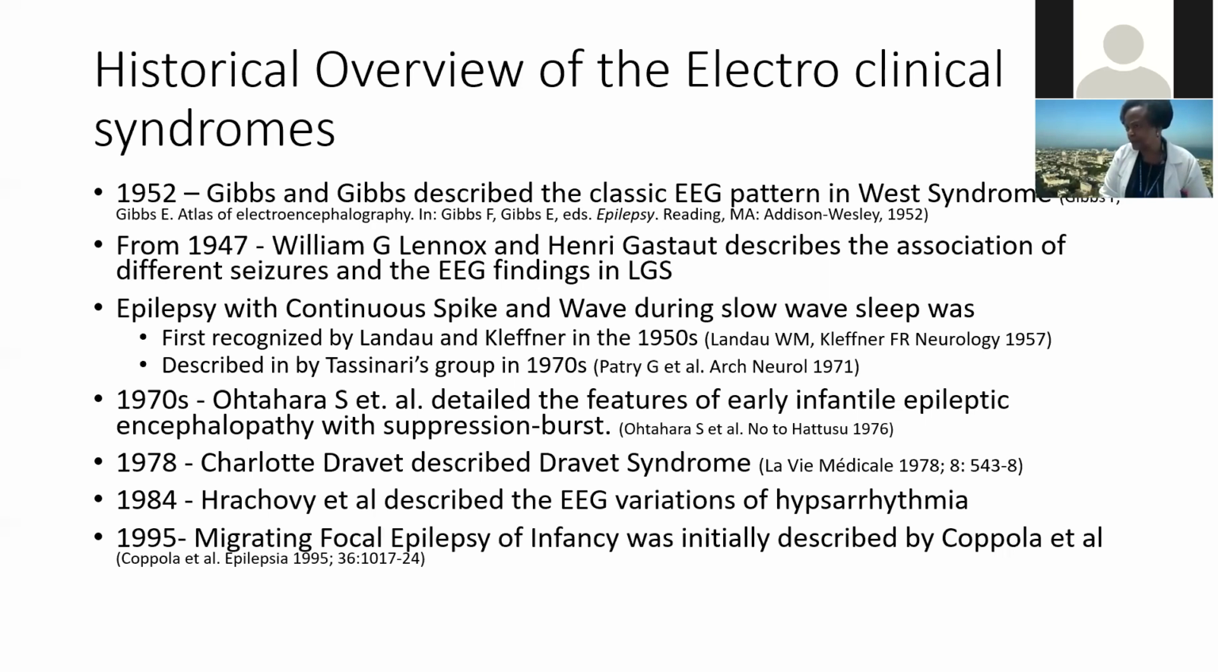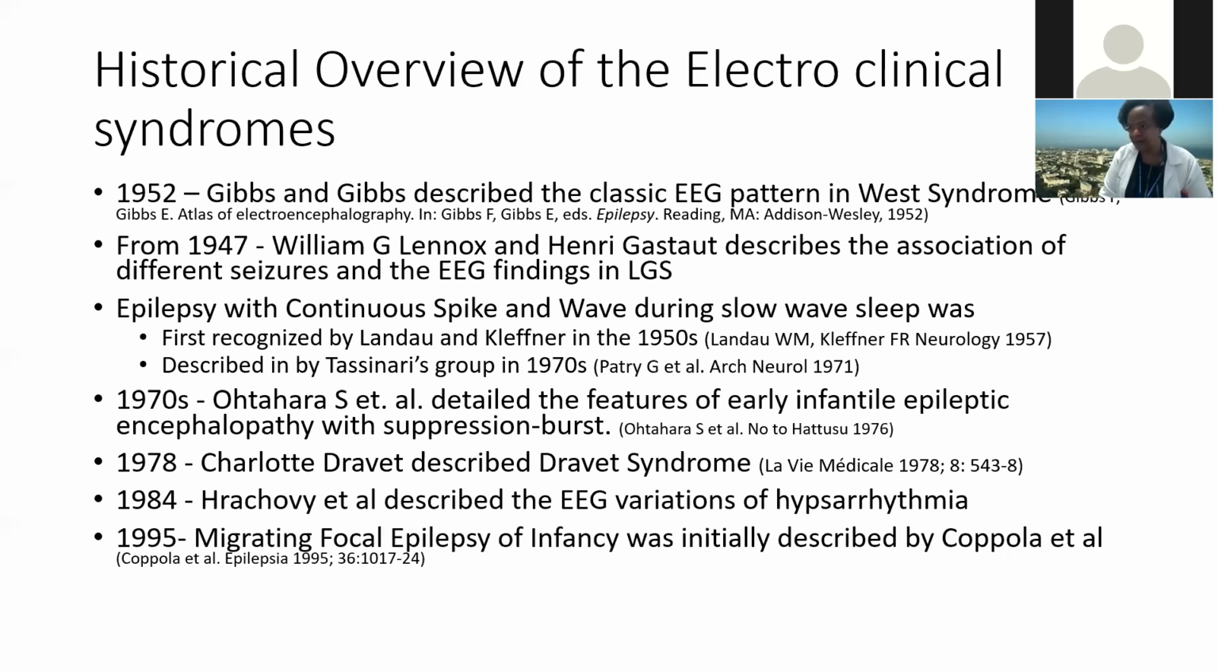And in reality, I have to tell you that it was in the 1950s when Gibbs and Henry Gastaut also noticed that there were variations in the EEG rhythm pattern in these patients that were having infantile spasms. But I think that the best, most concise description is attributed to Hrachovy. And in 1995, this is the last of the electroclinical syndromes that affect children.